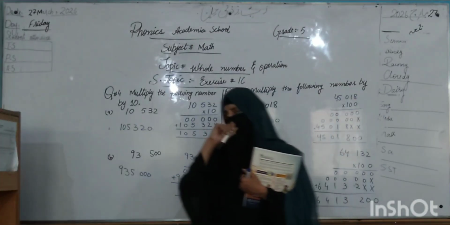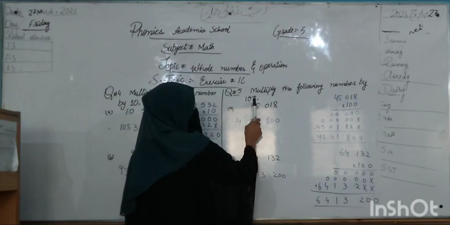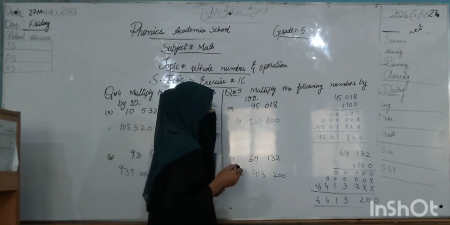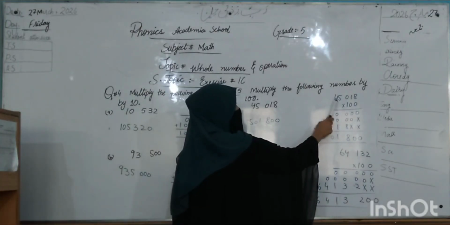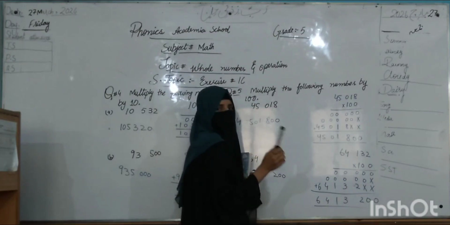935,000. So next, question number 5: multiply the following number by 100. 45,018 multiplied by 100. Students, you know that when you multiply by 100, because they say in the statement to multiply these values by 100.